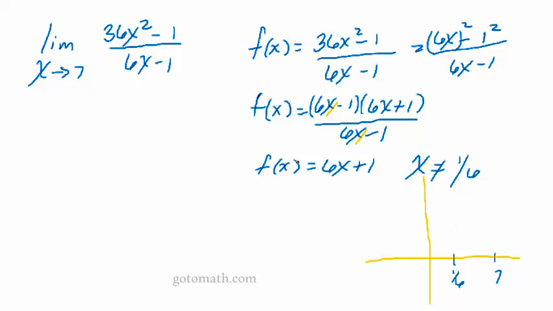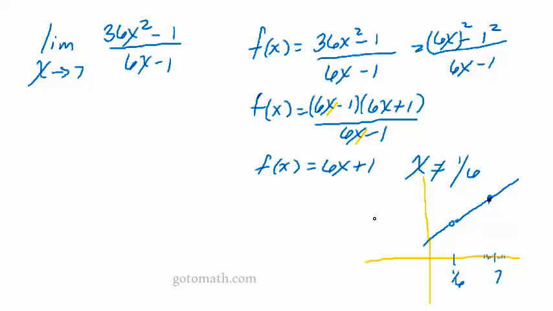Now let's take a look at the graph of these guys, 6x plus 1. So it crosses at 1, it's got a slope of 6. I've got a hole in the graph right here because at 1/6 it's undefined. Right? We can't use that number in the domain. However, in this problem we are approaching 7, but I am throwing this 1/6 in right here. Okay? So this is really what we're focusing on when we're trying to find this limit.